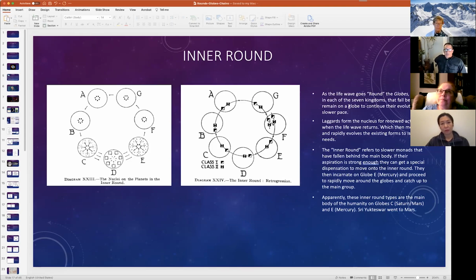Those groups of human monads are way behind the curve. They're here because apparently it's regarded that they have a chance, by the end of the chain, to achieve the goal. But if they don't, they'll be removed in the fifth round. Being primitive isn't what gets you in trouble, really.